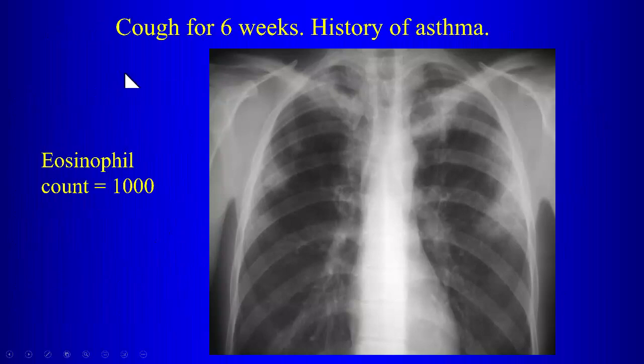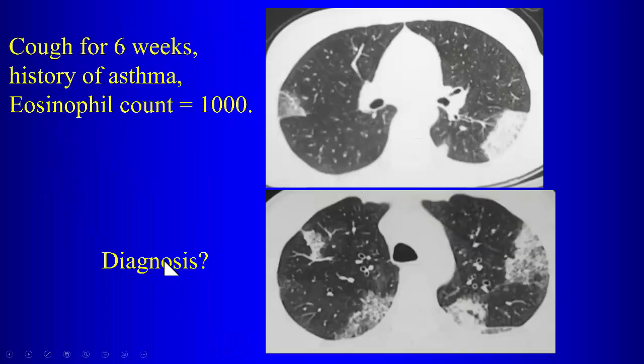Now, here's a case. This patient has cough for 6 weeks and a history of asthma, and also has an elevated eosinophil count. What's abnormal on the chest radiograph? Yeah, so here we have peripheral consolidations. So what do we think this is? So this is chronic eosinophilic pneumonia. Here you can see the consolidations are peripheral on the CT scan.